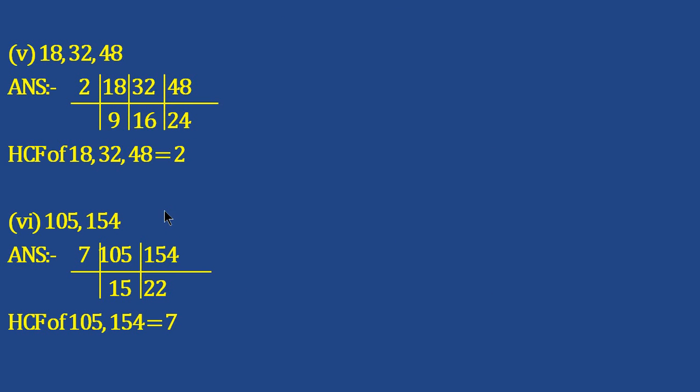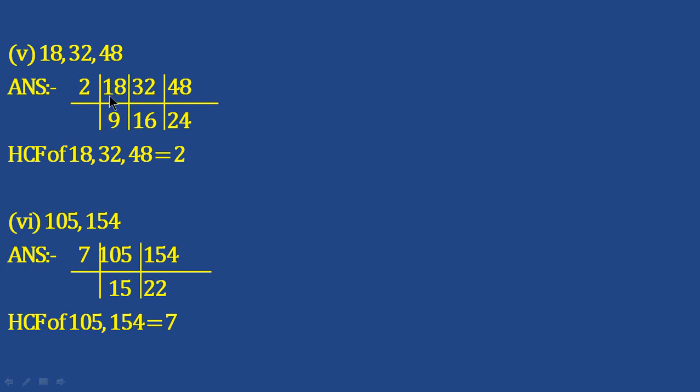Now we were solving the HCF sums using the horizontal method. Now let us look at the vertical method also. Now three sets of numbers, 18, 32, 48. Now what you do is, as we do prime factorization, we will write all these three numbers together and first find out the common factor between them.